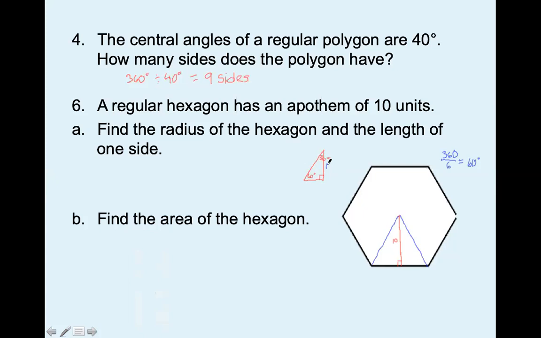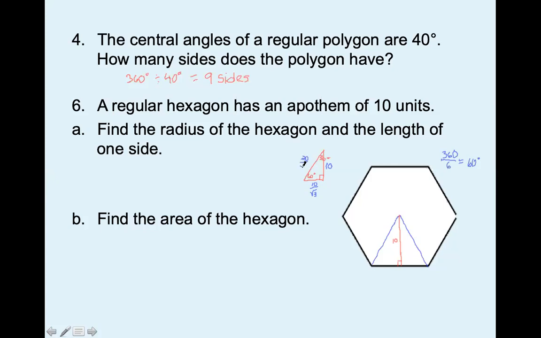So that's the long side of a 30, 60, 90 triangle. Hopefully you remember that to go from a long side to a short side in a 30, 60, 90, I would have to divide by the square root of 3. So this short side here is 10 divided by the square root of 3. The hypotenuse then is double this short side.